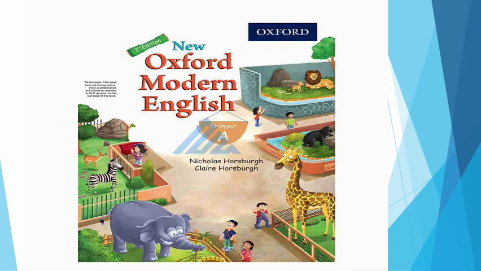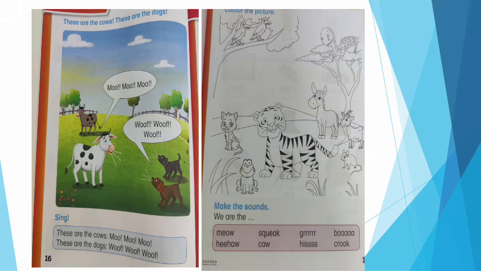Today we are going to do an activity, animals and their sounds, in our Oxford Modern English Reader, page number 16 and 17. The purpose of this activity is to introduce children to some animals and their sounds. Through this activity, the children learn the names of animals and become familiar with their sounds. This activity helps in their speech and language development. It expands their vocabulary and they associate specific animals with particular sounds.